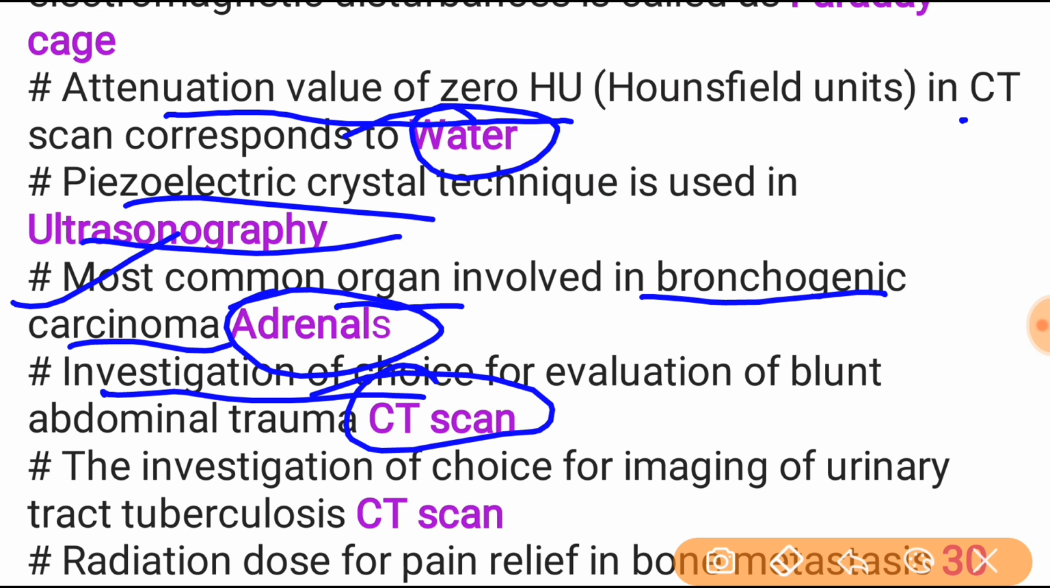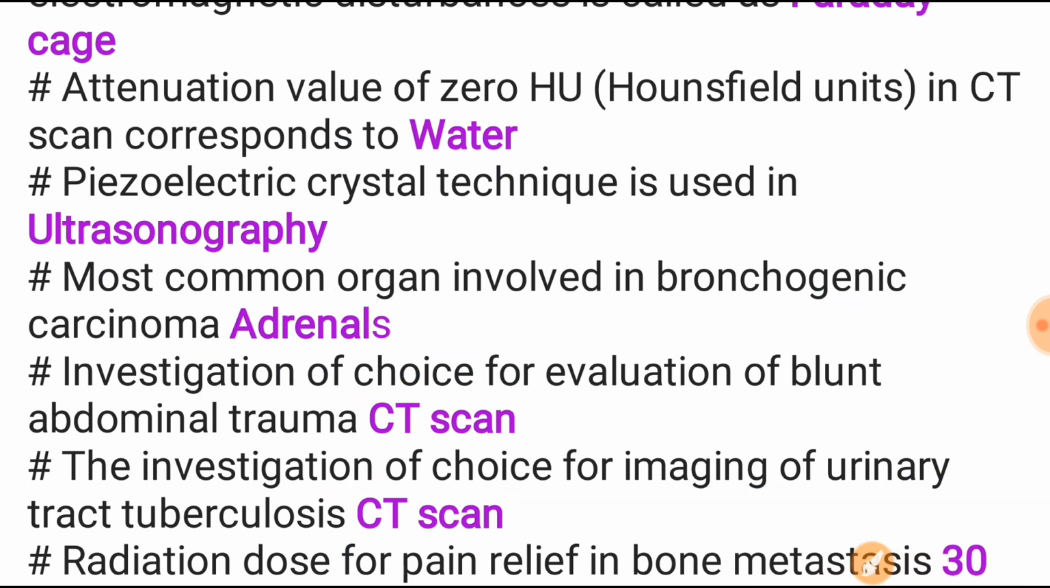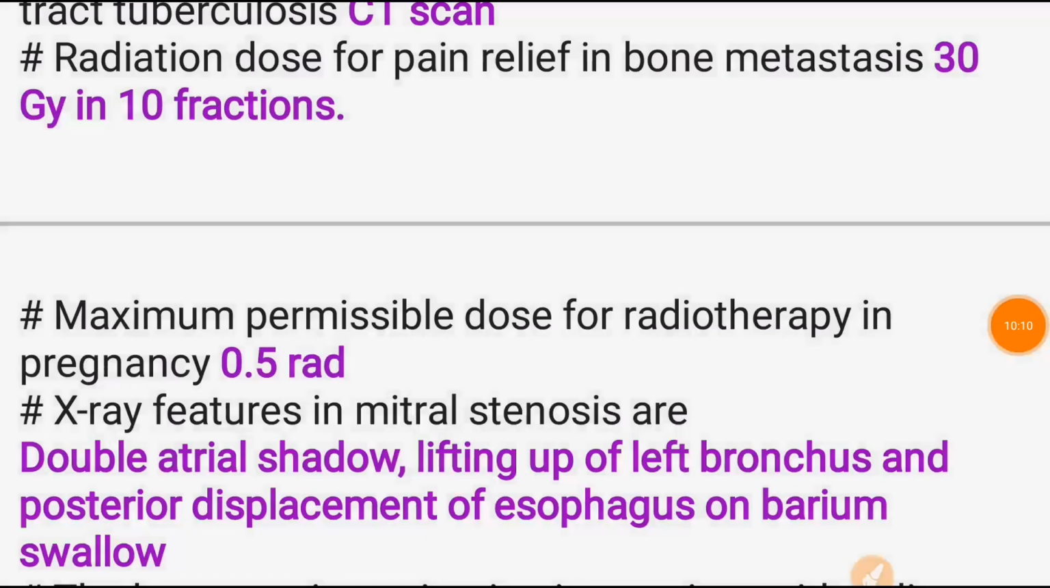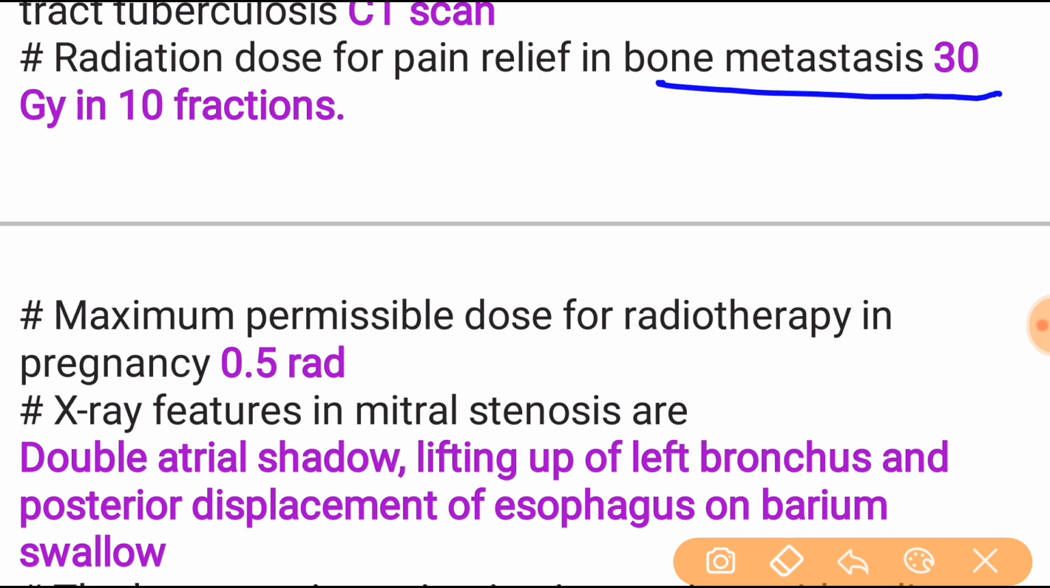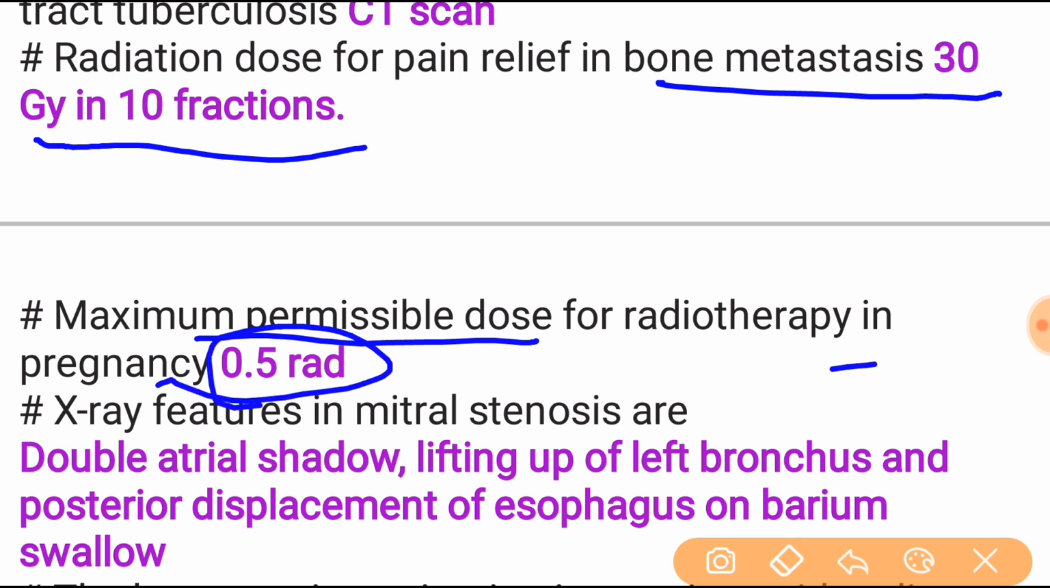The investigation of choice for imaging of urinary tract tuberculosis will be CT scan. Radiation dose for pain relief in bone metastasis is 30 Gy in 10 fractions. Maximum permissible dose for radiation in pregnancy will be 0.5 rad.